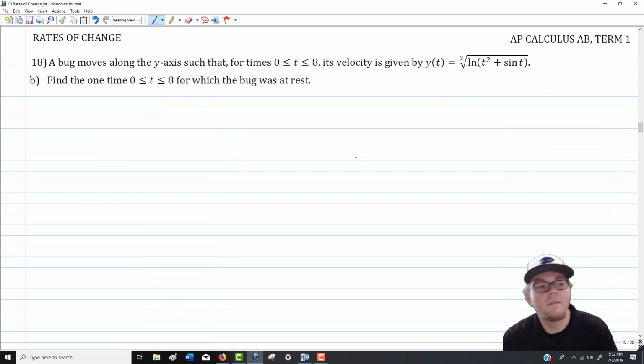Okay, next that brings us to part B. Part B directs us: find the one time from 0 to 8 for which the bug was at rest.